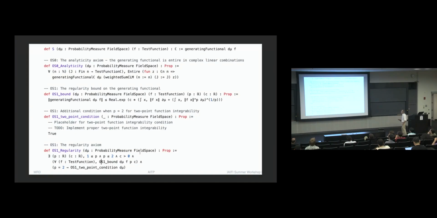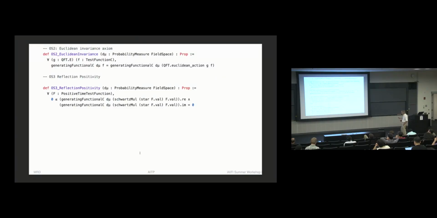So for this analyticity axiom, we give it a probability measure. We want to look at the generating function. We're going to basically ask that some appropriate weighted sum of test functions with analytic variables is entire in the variable z. So that's a thing you can say. This thing we defined, but we didn't have to do very much work because there is basically a one-variable generating function already in MathLib. We had to soup it up a bit, but not that much. This is the regularity bound from the previous slide, a pretty direct translation.